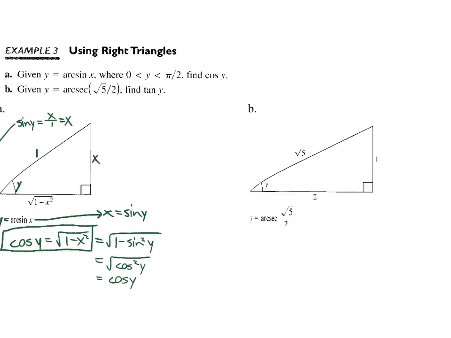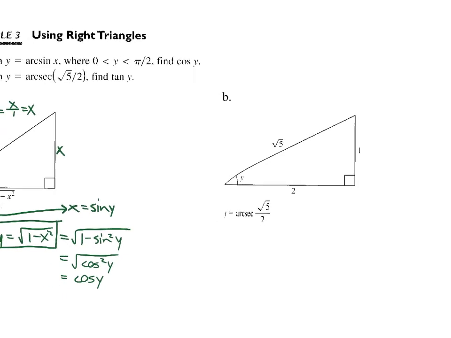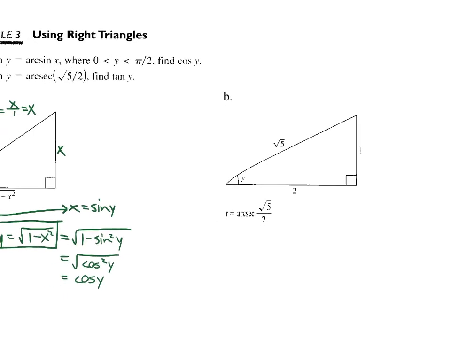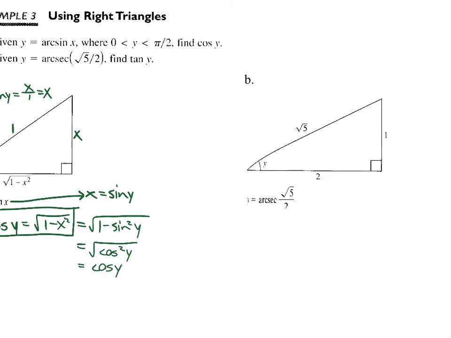How about for b? We want to find the tangent of y. Okay? Arc secant is root 5 over 2. Why do you have to know that? Like, why can't you just say that the tangent is opposite over adjacent and then do, well, what would the tangent be then? Tangent of y. So it would be 1/2.